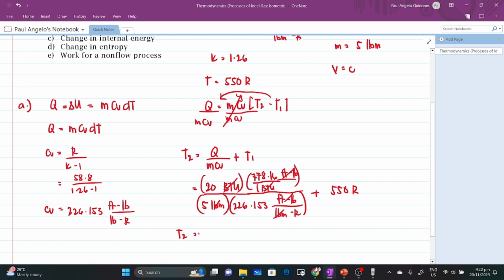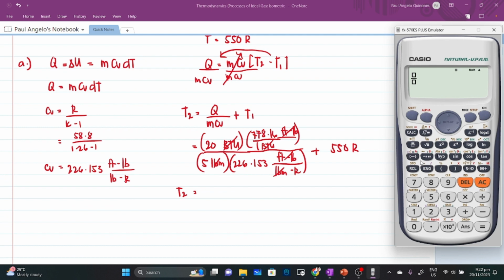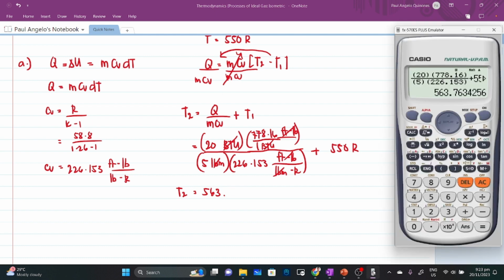So what will be the value of T sub 2? This will be 20 times 778.16 divided by 5 times 226.153, plus 550, equals, so we have a value of 563, point, let's get 3 decimal places, 763.